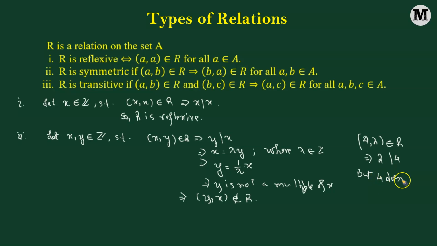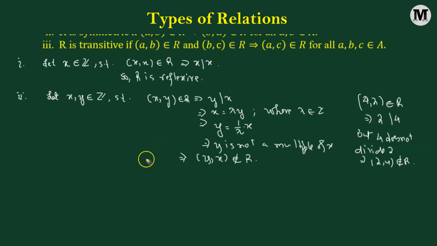but 4 does not divide 2. Since 4 does not divide 2, this tells us that 2 comma 4 does not belong to the relation R. So in this particular case, we have shown that the relation R is not symmetric. This is not a symmetric relation. Fine.